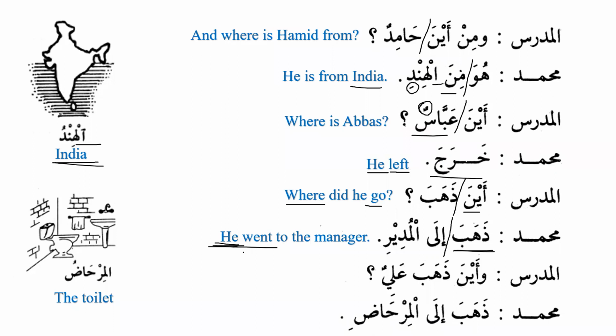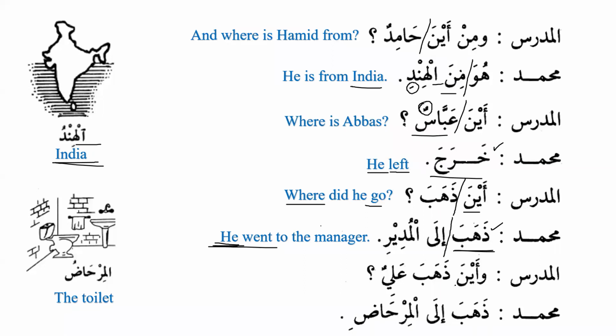And how do we know if it's feminine or masculine? Inshallah, with the passage of time, when we proceed further, when we reach the feminine, you will come to know that this is feminine. But as of now, you need to know that kharaja means he left, and it is used for the masculine, and dhahaba means he went, and it is also used for the masculine.